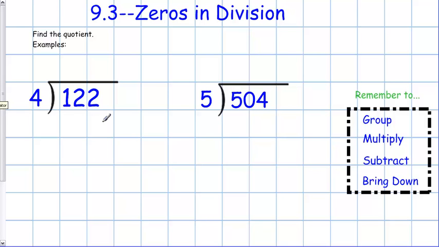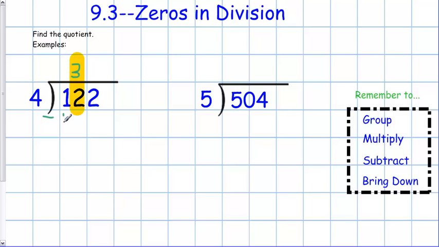I have 122 divided by 4. Remember, you should be writing down these example problems. We're doing these together. So, how many groups of 4 can go into 1? None. So now I'm going to look to see how many groups of 4 can go into 12. First of all, I need to identify where my 3 is going to go. My 3 is going to go above my 2. So there are 3 groups of 4 in 12. So I'll put my 3 up here.